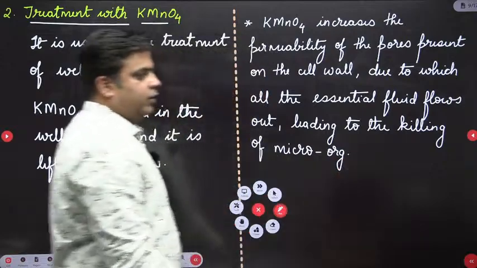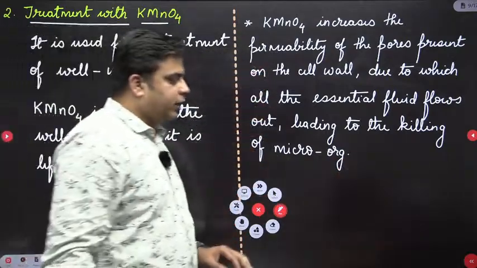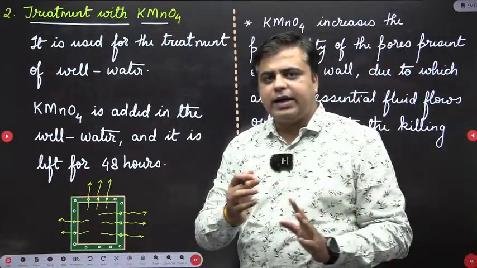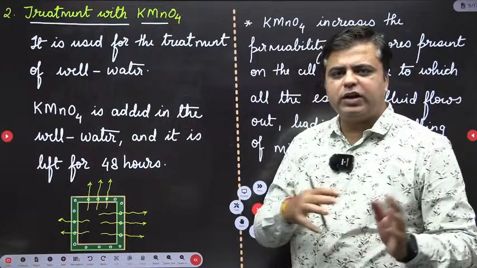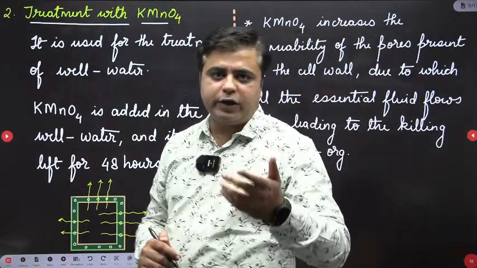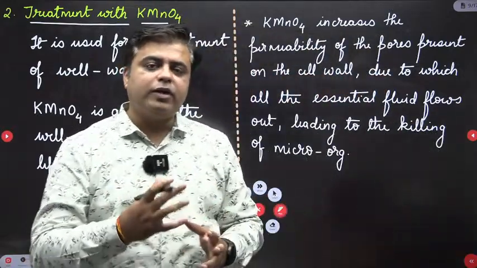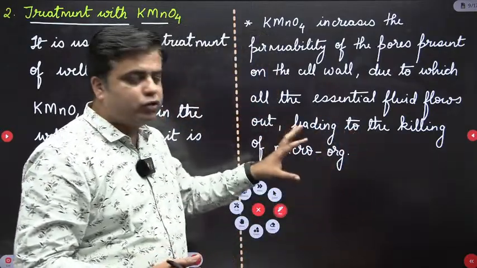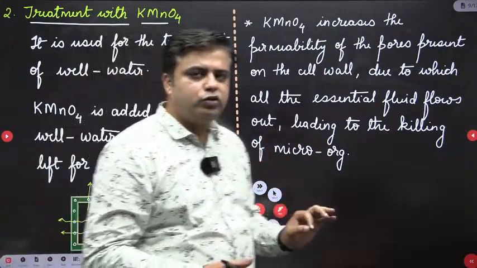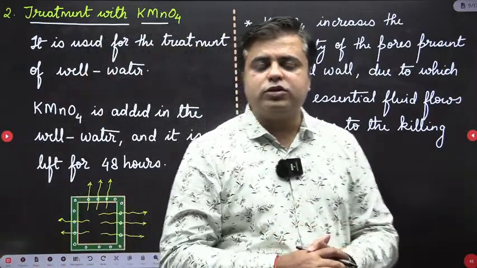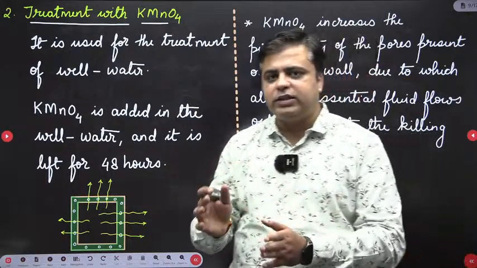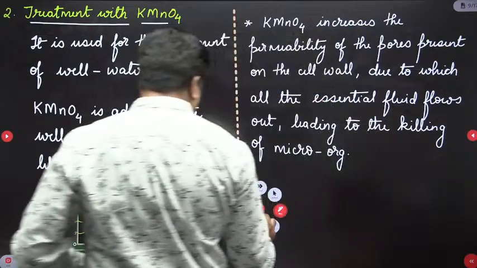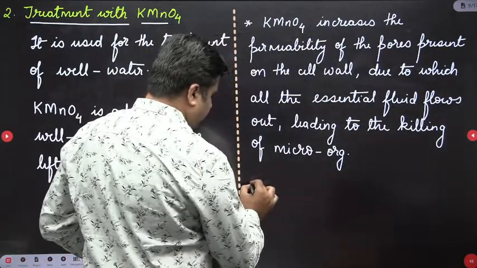Okay. Now again, this KMNO4 is not used to treat the community water. Reason being, the chemical reaction that takes place through this KMNO4 is a slow reaction. It requires like 48 hours for all the microorganisms to get killed. That's why this KMNO4 is never used to treat the community water. It is only used to treat well waters. That's why most of the disinfection that is carried out in villages is carried out using KMNO4, right? So this KMNO4 is also not used to treat community water.